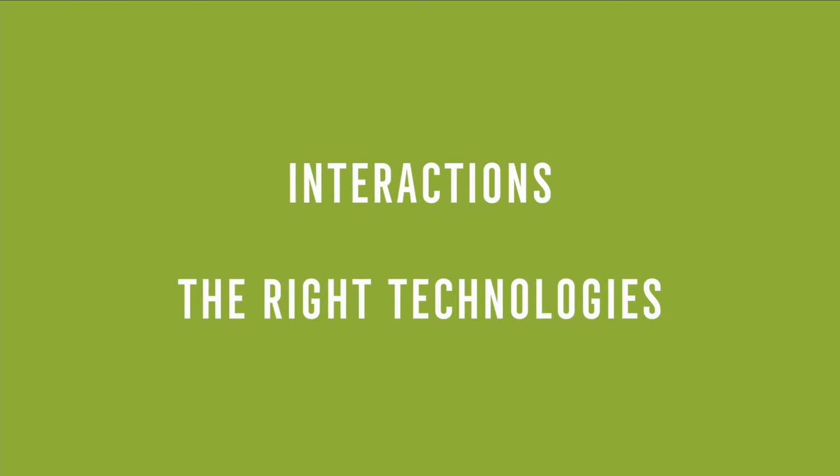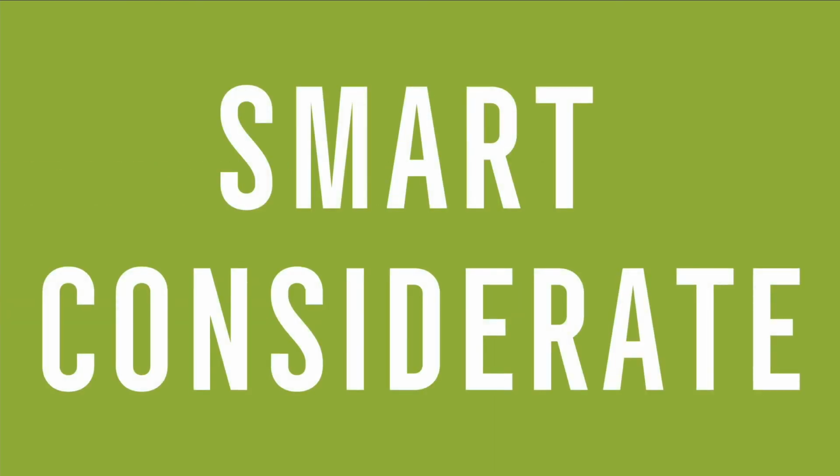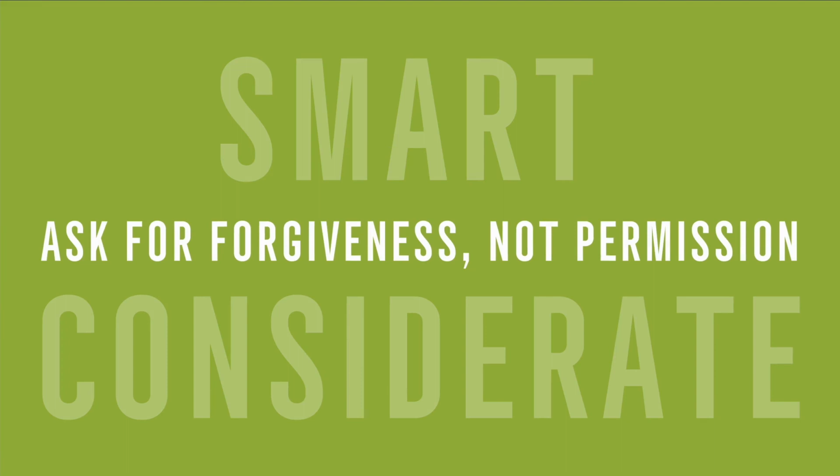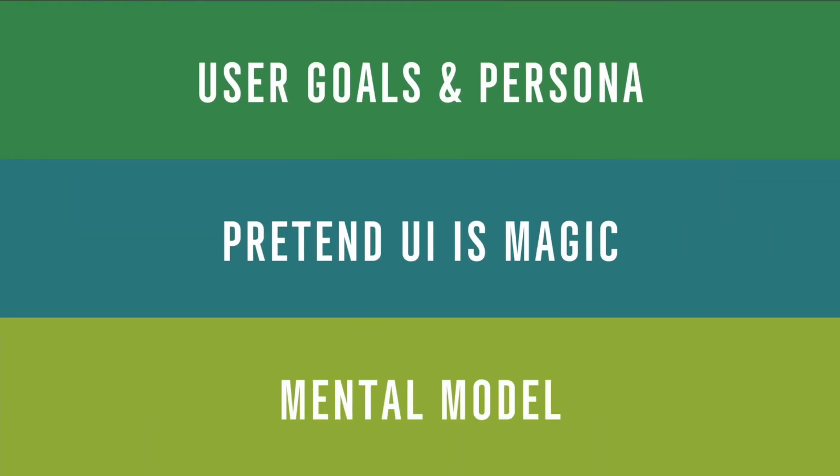For many products, being smart and considerate is a very desirable personality trait. That's why the book suggests that products should ask for forgiveness, not permission, when interacting with users, because people tend to do the same thing over and over. So these are my learnings from the book.